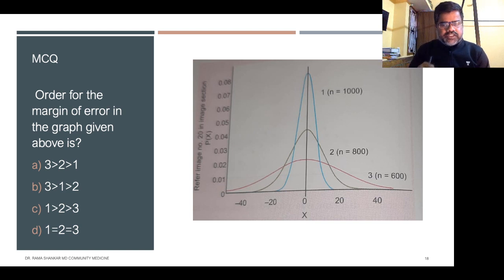Now you see the third graph has got 600 samples. Second graph has got 800 samples. First graph has got 1000 samples. So definitely the margin of error will be more in 3 than in 2 than in 1. This is the logic. Simple. As you increase the sample size, your margin of error will decrease. So margin of error will be less in 1, then in 2, then in 3. So all those students who have answered A are absolutely correct. I hope it is clear. Increase the sample size, error will be less. So 1 has got 1000 sample size, the error will be least. Then 2, then 3. This is the way you correlate this graph. Am I clear?